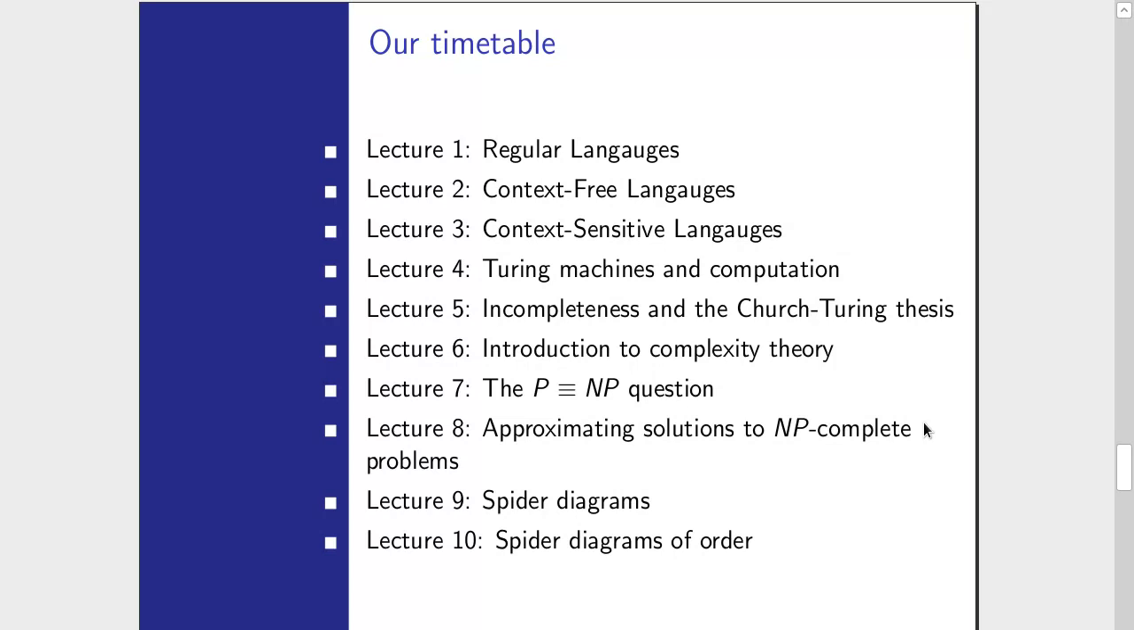So we're going to have a look in the first 4 lectures at the levels of the Chomsky-Schutzenberger hierarchy that we previously looked at, that onion skin model. We'll have a look at what it means to be a computer, so that's incompleteness, the Turing thesis, and then we'll have a look at ideas of complexity.